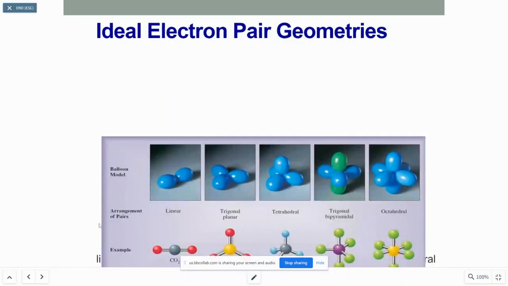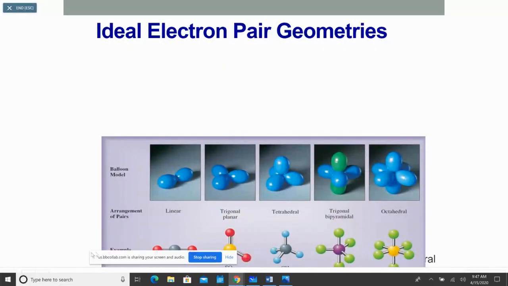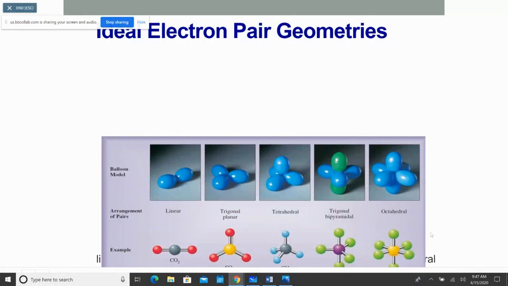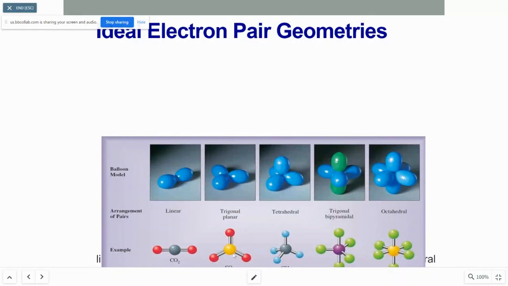An example is carbon dioxide, which is going to be linear as shown on the left. Sulfur trioxide is going to look like this orange ball with 3 red, but it's going to be a planar structure, completely flat, like this balloon here. If you look at methane, CH4, the model that I showed you through a video earlier, it's going to look like this, and so on.